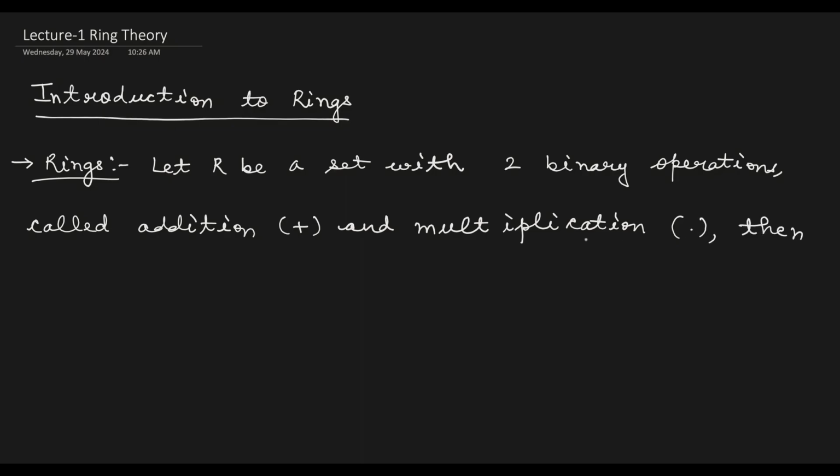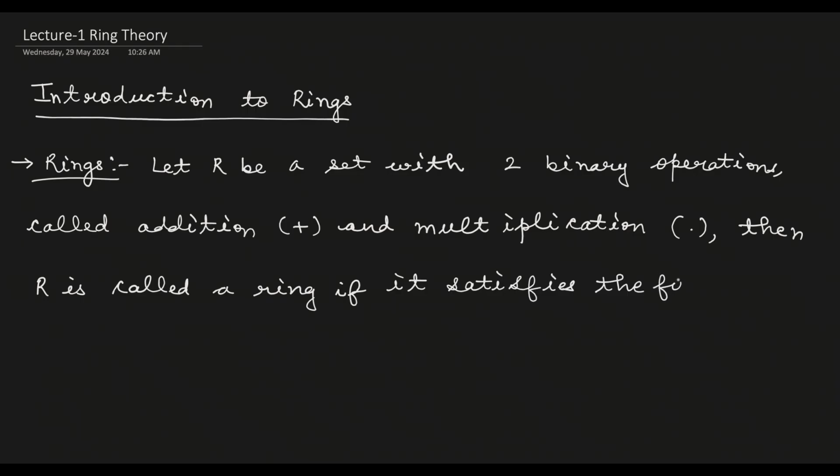Then R is called a ring if it satisfies the following properties. So we have already discussed groups. In case of groups, there was only one binary operation. But in case of rings, there are two binary operations called addition and multiplication.